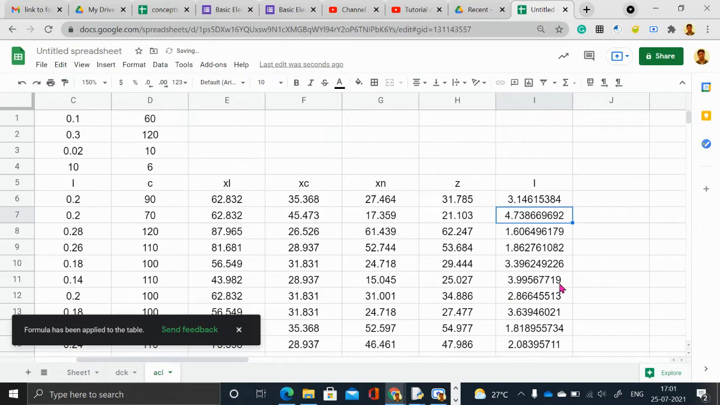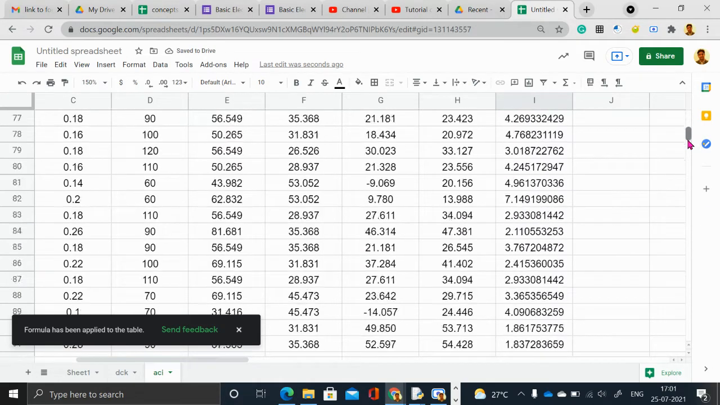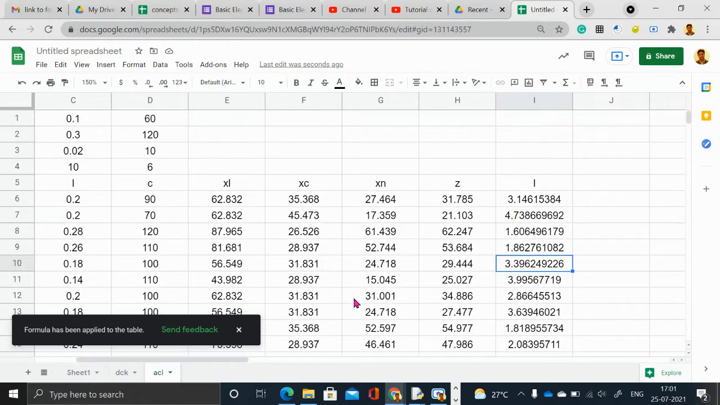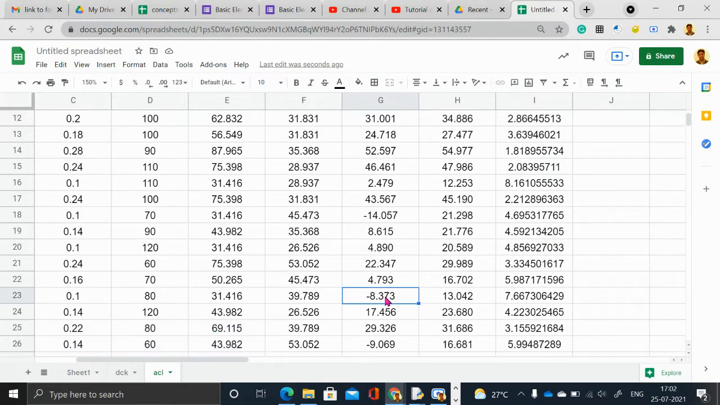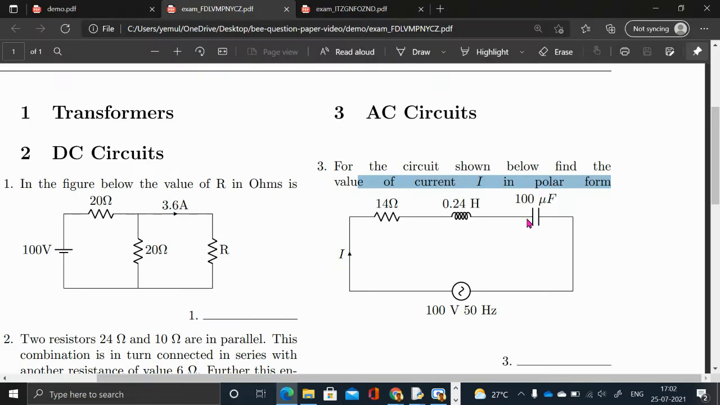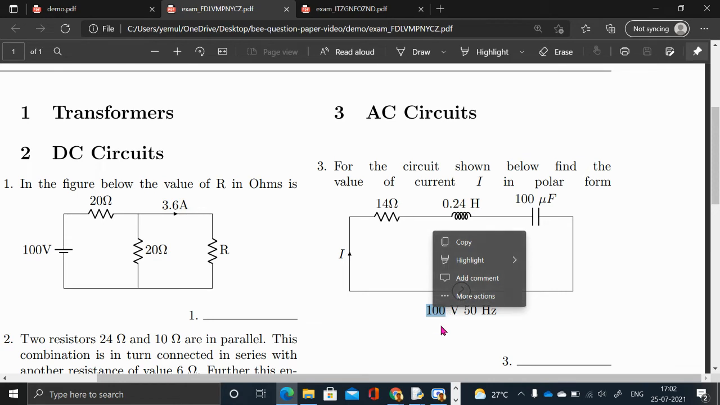Now I am getting the current value. And if you notice, all these currents will be positive only because Z is also positive. Even if there is any negative sign under the X, because we are squaring and taking the square root, I'm getting it like this. Now the question comes, how do I find the phase angle? Because here it is asked in polar form, I have to find the phase angle of the current also. Take V as the reference at 0 degrees. Therefore, depending on the values of XL and XC, the current may be leading or lagging.